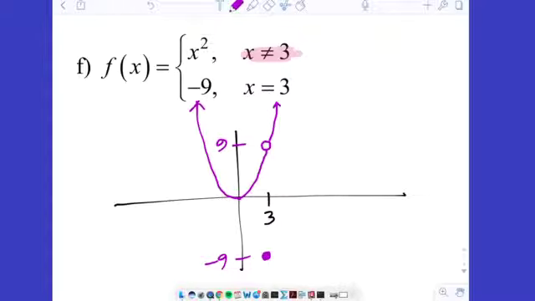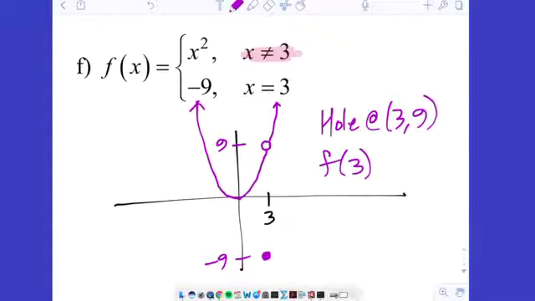Do we have a hole now? Yeah, now we have a hole on the graph of f at the point 3 comma what? 9 or negative 9? The hole is at 3 comma 9. What is f of 3 though? Negative 9. Very good. The hole is at 3 comma 9 because that's where if you had a manhole cover, you could put it right there and make the graph continuous again.